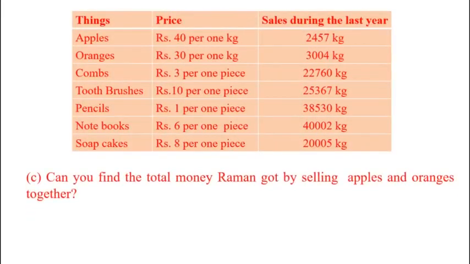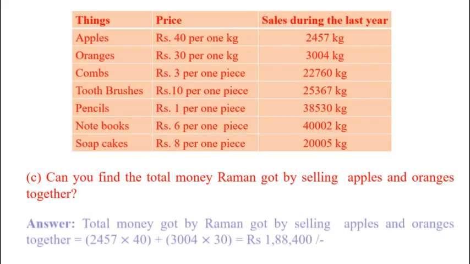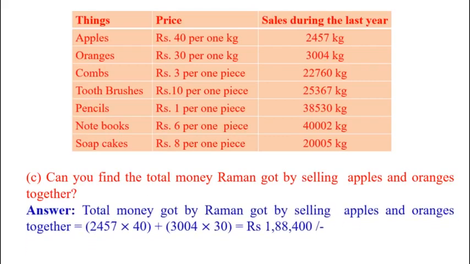So next question C. Can you find the total money Raman got by selling apples and oranges together? So answer is, total money got by Raman by selling apples and oranges together, that is equal to 2457 into 40 plus 3004 into 30, that is equal to rupees 1,88,400.